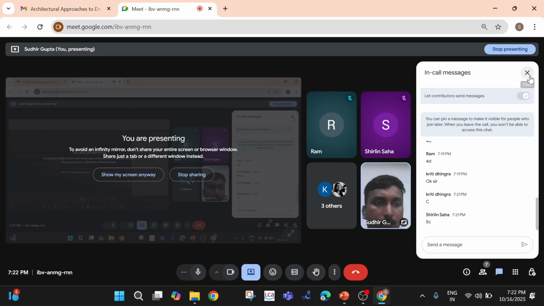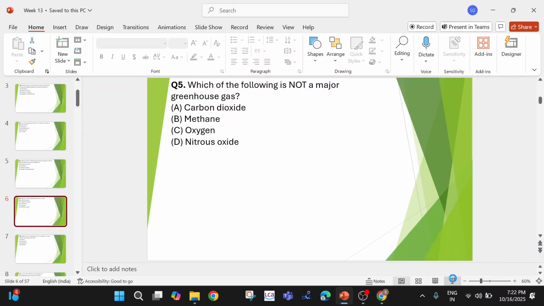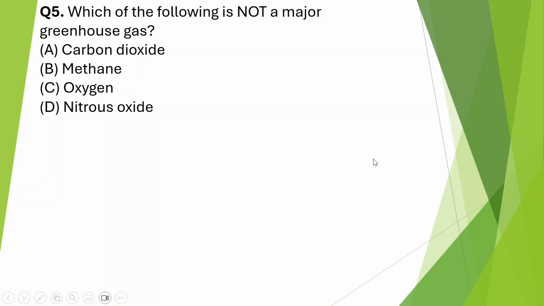Okay, so most of you are voting for option C, that is oxygen. If you compare all the four options that have been mentioned, carbon dioxide, methane, nitrogen, all will be coming under greenhouse gases. Only option C, oxygen, is not a major greenhouse gas. That's why option C was the correct answer. So all of you are correct.